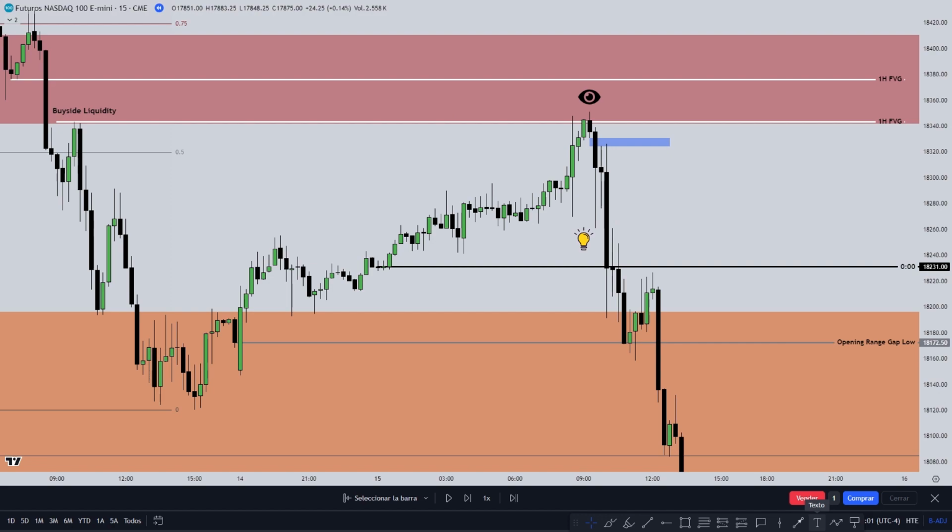Going into the hourly fair value gap was a buy-side liquidity sweep that smart money used to sell. Besides, you can see a market structure shift where the light bulb is, with a fair value gap. Also, I noted the opening range gap low that we covered on the previous video, since it will act as a magnet for price too. This shows how many things are suggesting that price should move lower, so we just have to wait for an entry on a lower time frame, although you can short this fair value gap if you trade the 15-minute chart.